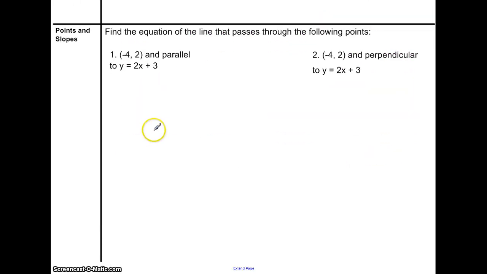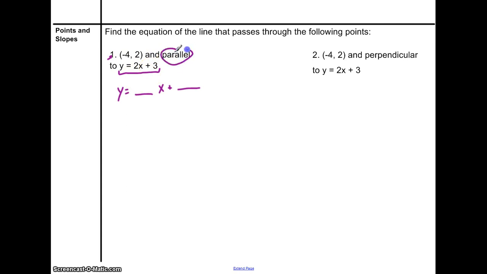We can also find the equation of a line that passes through a given point if we already know another line that's parallel or perpendicular to it. For example, in number 1, we want a line that passes through (-4, 2) and is parallel to y equals 2x plus 3. Now you may remember from previous videos that whenever we write an equation, we need to know two things. We need to know the slope and we need to know the y-intercept.